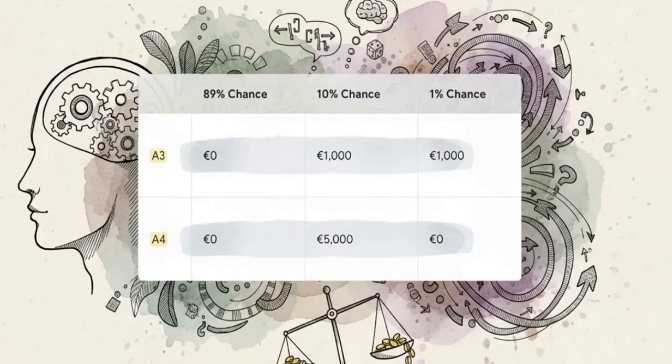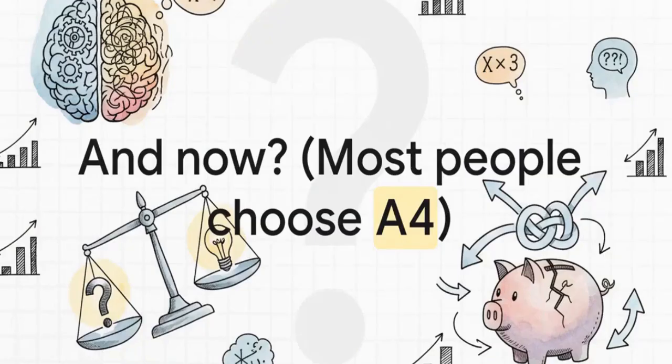Now let's try a different one. In A3, you get an 11% chance of winning 1,000 euros. In A4, you get a slightly smaller, 10% chance, but the prize is much bigger, 5,000 euros. And notice, there's no sure thing anymore. This is a pure gamble either way. So what do you pick here?